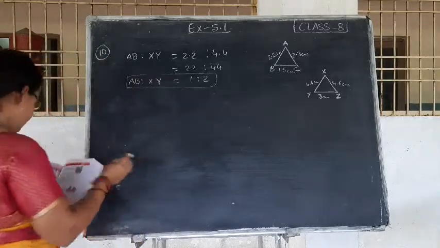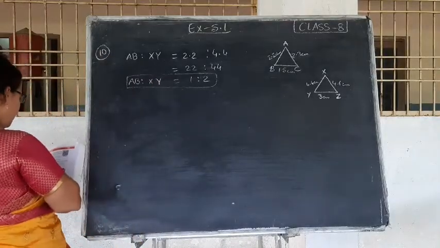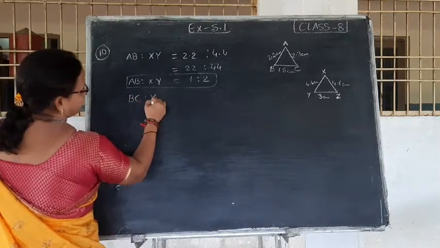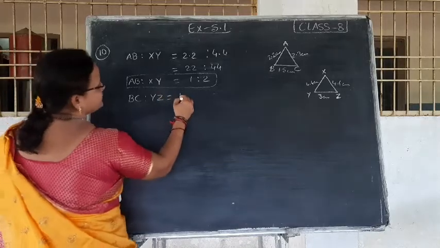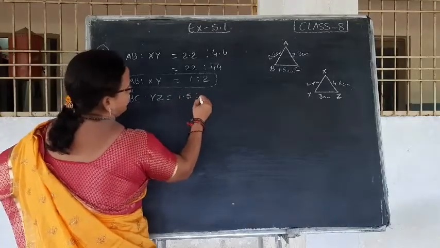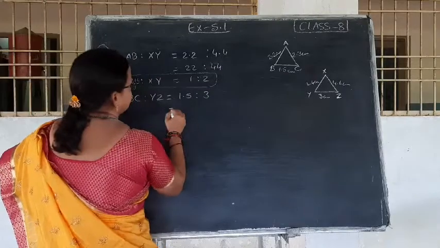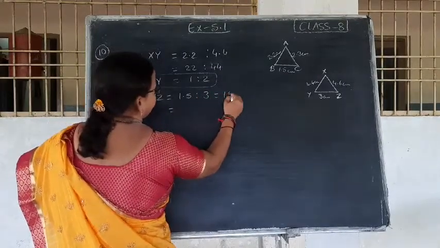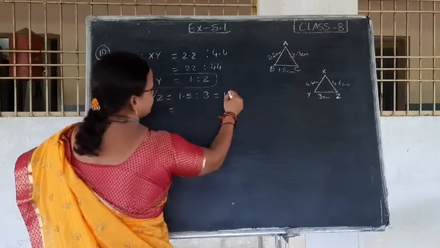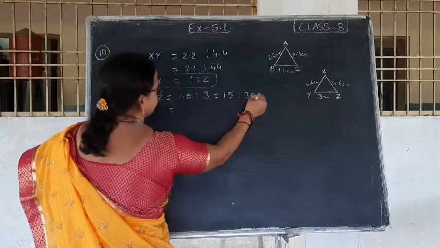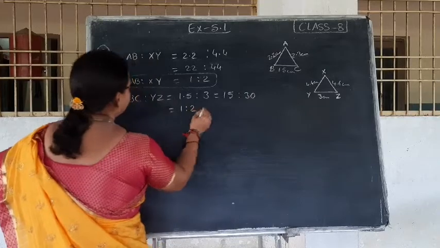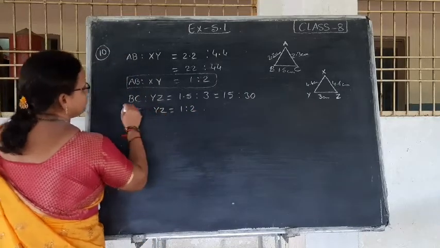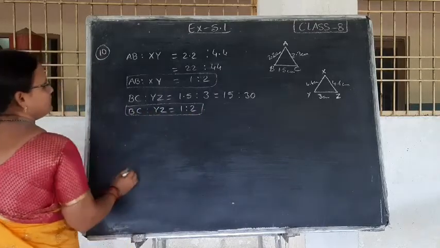Next, the second ratio, BC is to YZ. So BC is 1.5 and YZ is 3. So by removing the decimal here you will get 15, and since there is no decimal here, it becomes 15 is to 30. 15 is to 30 means 1 is to 2. So the ratio of BC is to YZ is also 1 is to 2.